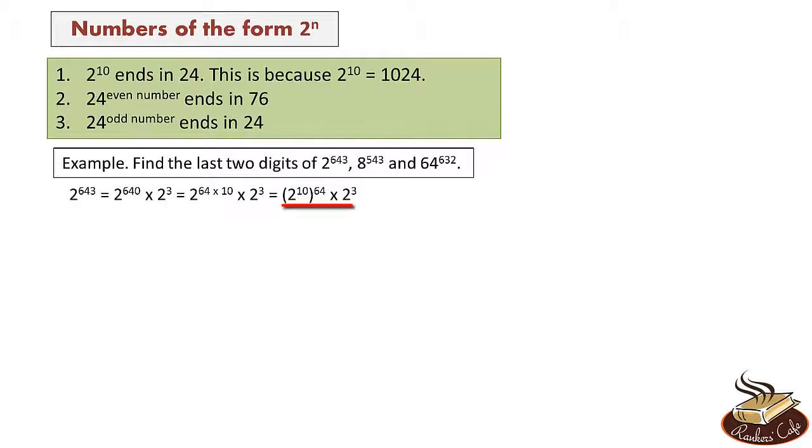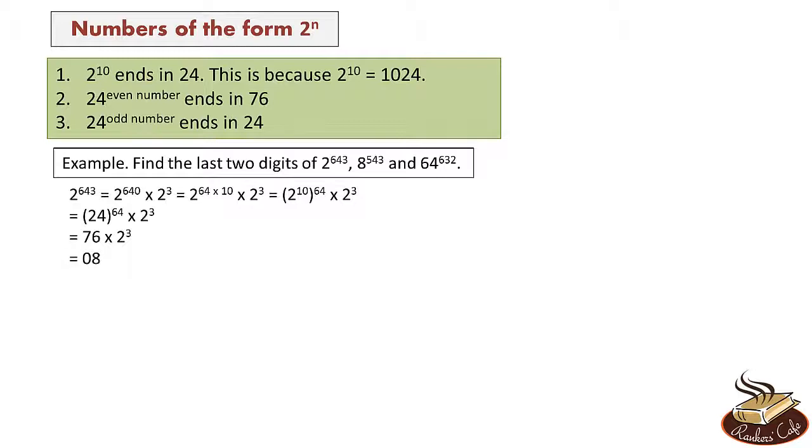We know that the last two digits of 2 raised to the power 10 is 24. So it is basically 24 raised to the power of 64. And our original number is 24 raised to the power of 64 into 2 cube. Now property 2 says that whenever 24 is raised to an even power, the last two digits is always 76. So 24 raised to the power of 64 has the last two digits as 76. So what we need to do is find the last two digits of 76 into 2 cube. When you multiply 76 with 8, you will find that the last two digits is 08.